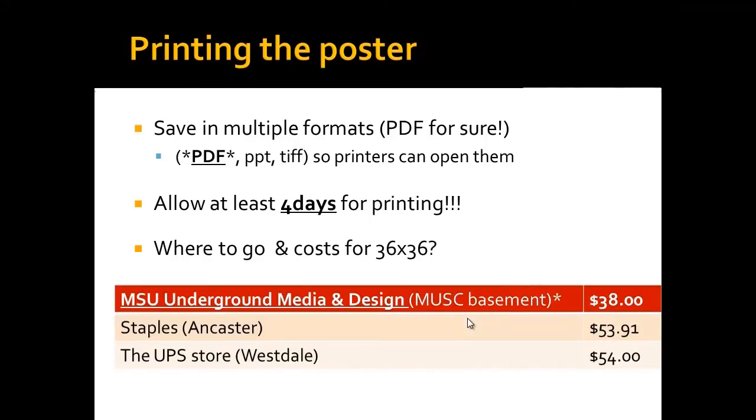I did take a look at a couple places, Staples, the UPS store, and McMaster's printing services. And currently in August 2012, the best deal is at the MSU Underground Media Design, which is in the Student Center basement at McMaster University. And they were able to set up a special deal with the USRA students to have a $38 poster instead of it being over $50. And they require it to be in a PDF format, but you can also send them a PowerPoint and they'll convert it for you to PDF. So you can take a look around, but this is certainly the best deal so far that I've found.